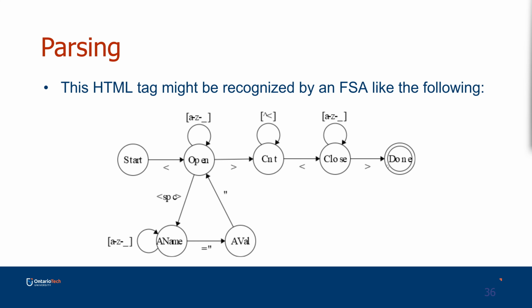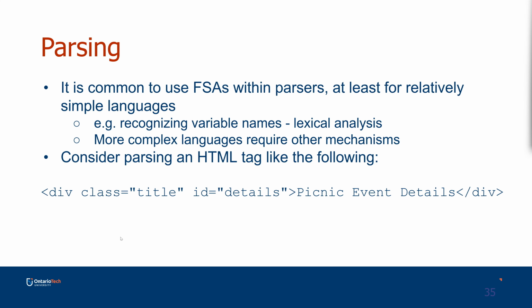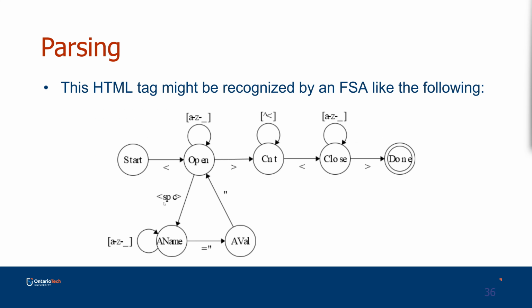And the thing that I've skipped over are the attributes. So if I just had less than div greater than picnic event details and then this closing tag, that would match already based on what we've talked about. But we have to match these attributes here. So the attributes are basically name equals and then a value in quotes. So let's look at that.